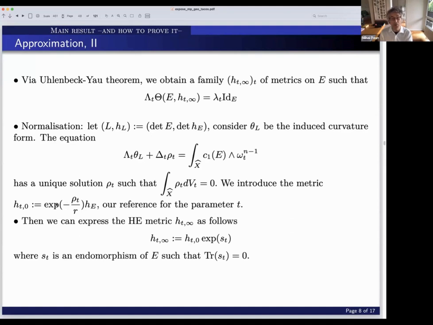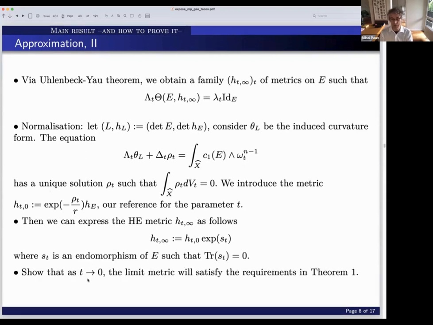And then we can express our Hermitian-Einstein metric here as a multiple of this normalized metric HT0, right, times exponential of RST. And the whole point of this situation is that now the trace of this endomorphism is pointwise equal to 0. Okay. So now, of course, what we want to do is to simply take the limit as t goes to 0, and then show that what we get, in the first place, makes sense and satisfies the requirement in theorem 1.